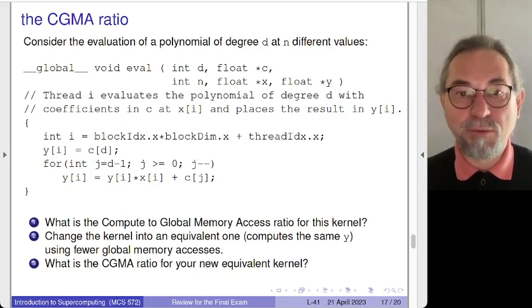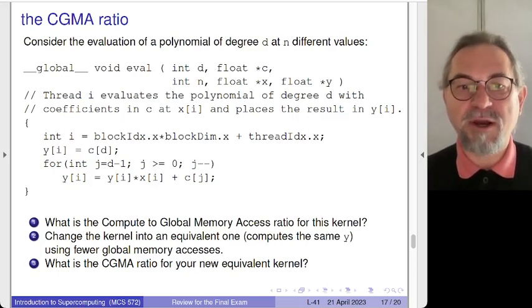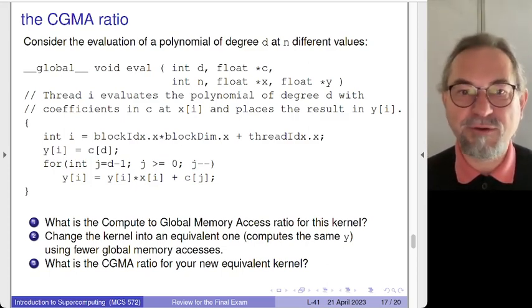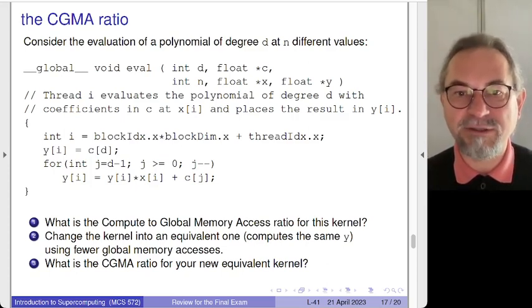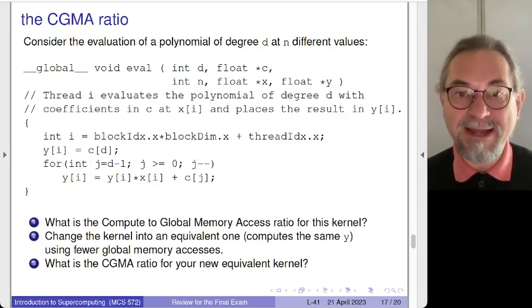The compute to global memory access ratio has 2 times d as the numerator. That's the number of computations we do. We consider floating point computation, so the j minus minus and the computation of the thread index are integers, and we don't count them here. So 2 times d over 3 times d. The compute to global memory access ratio is 2 over 3.